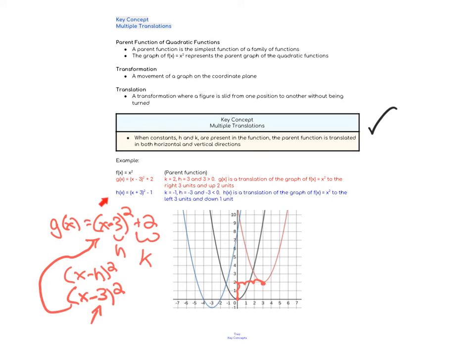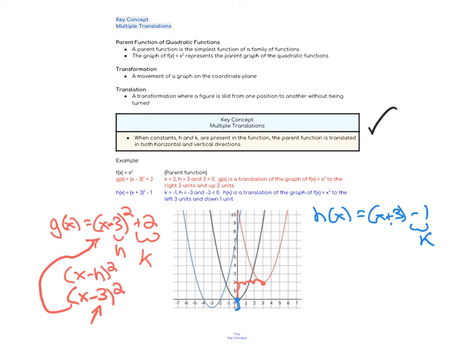Okay, the last one we want to look at is h of x equals x plus 3 in parentheses squared minus 1. So we have h of x equals x plus 3 squared minus 1. So the minus 1, that is our k. So I'm going to start right here at the parent function. And since it's minus 1, that's our vertical translation. So it went down 1.